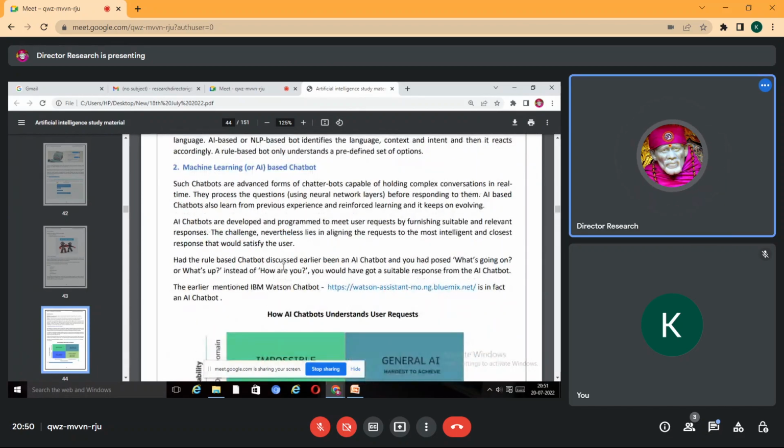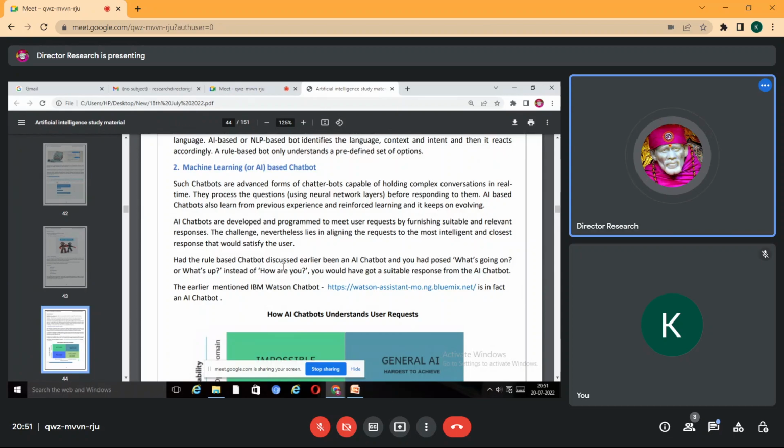Machine learning or AI-based chatbots. Such chatbots are an advanced form of chatterbots, capable of holding complex conversations in real time. They process the questions using neural network layers before responding. AI-based chatbots also learn from previous experience and reinforcement learning, and keep on evolving. AI chatbots are programmed to meet user requests by furnishing suitable and relevant responses. The challenge nevertheless lies in aligning the request to the most intelligent and closest response that would satisfy the user.